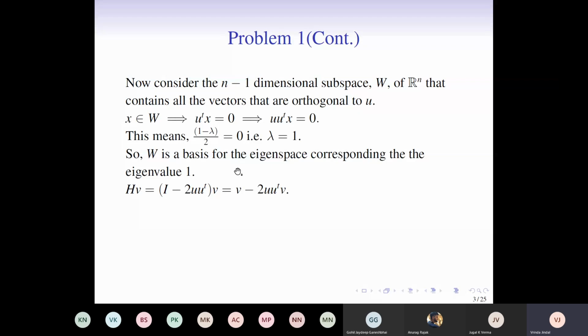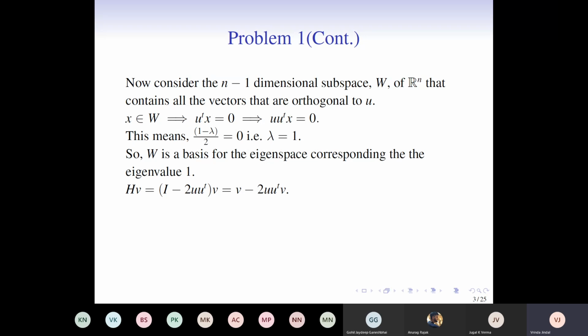And we also had the other value of lambda, that was minus 1. And minus 1 would have at least 1 as its geometric multiplicity, and the sum of geometric multiplicities for lambda equal to 1 and lambda equal to minus 1 now we get as n, and it can't be more than n. So this means that the only eigenvalues of H are lambda equal to 1, that comes n minus 1 times, and lambda equal to minus 1, that comes 1 time.